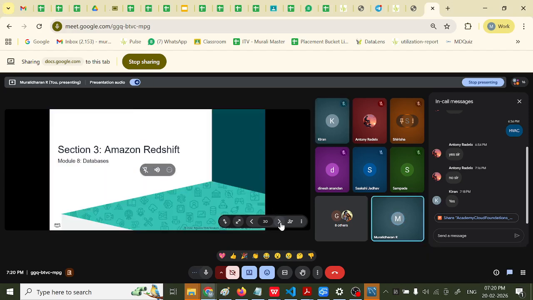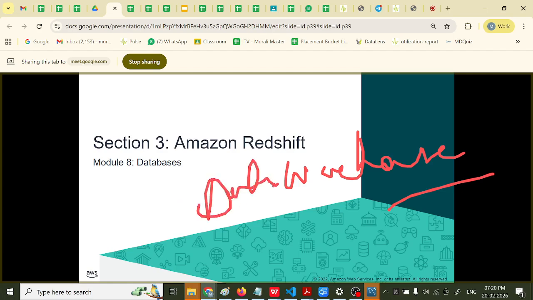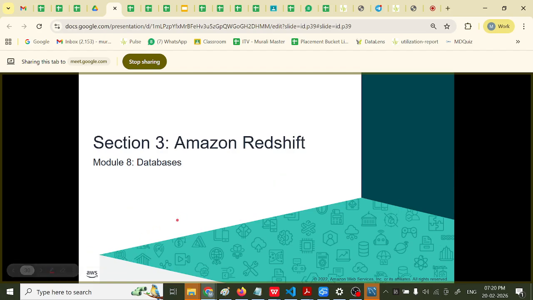Okay. Next one is Redshift. Redshift is nothing but a warehouse. Warehouse means what? A data warehouse. What is a data warehouse?